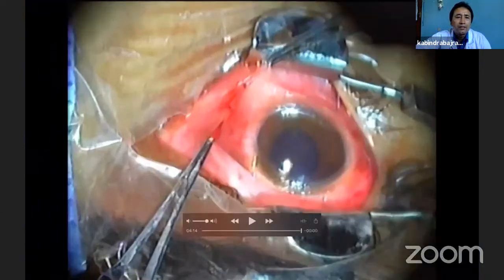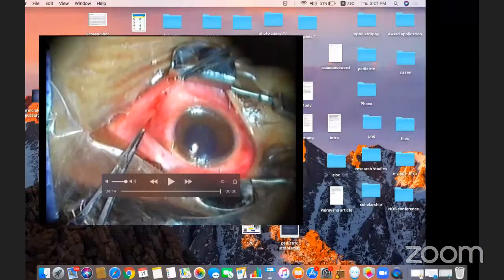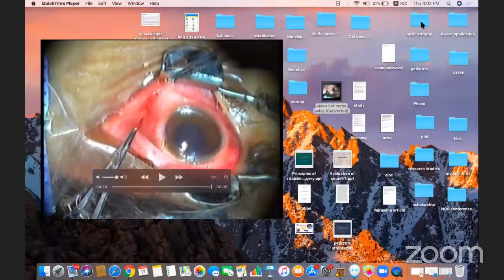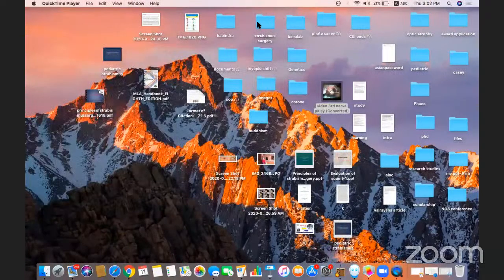Thank you, sir. Here is another question by Ramji Shah. In case of strabismus amblyopia, can't we give priority to the surgery to treat amblyopia? Once again, can you repeat the question? Sure, sir. In case of strabismus amblyopia, can't we give priority to the surgery to treat amblyopia?